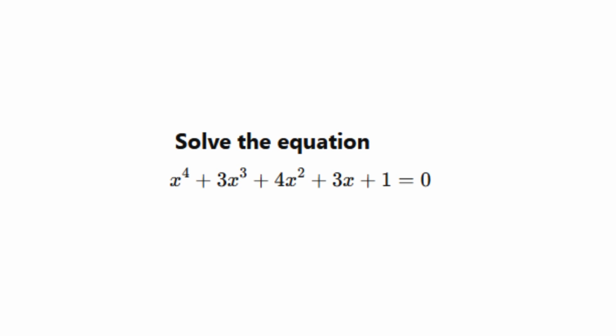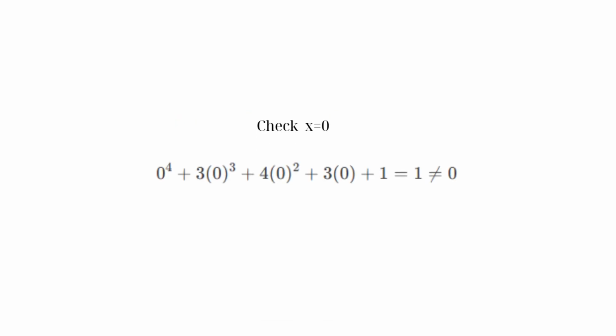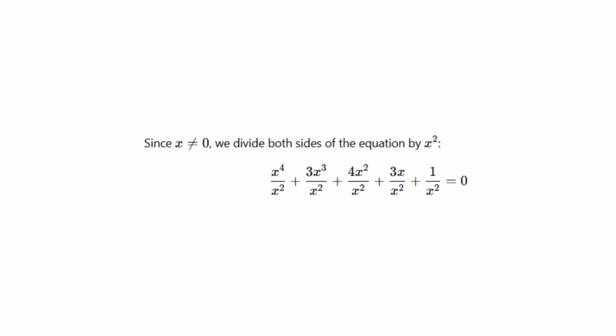Solve the equation with symmetric coefficients. Check x equals 0. Substitute x equals 0 into the equation. We get 1 equals 0, which is incorrect. Therefore, x equals 0 is not a solution to the equation.